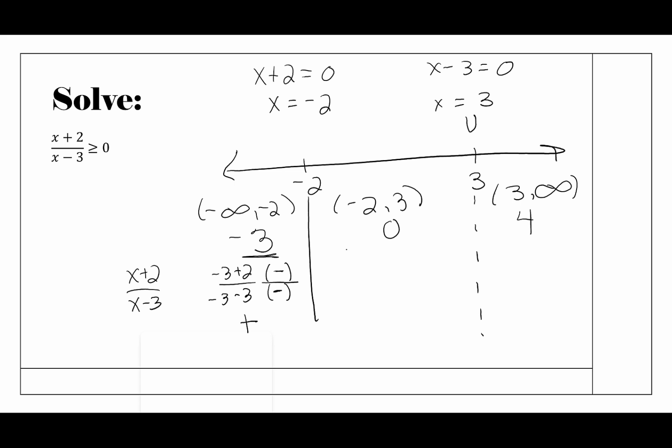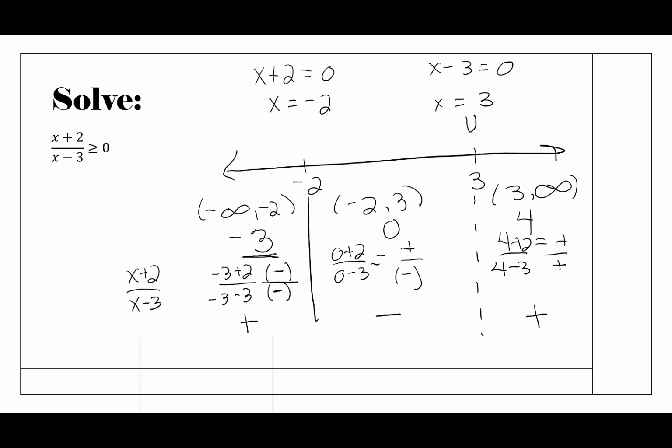Then if I choose my 0, so I do 0 plus 2 over 0 minus 3. So 0 plus 2 positive, 0 minus 3 negative. Positive over a negative is a negative. The last one, I put in 4. So 4 plus 2, that's positive. 4 minus 3 is also positive. A positive over a positive is a positive.